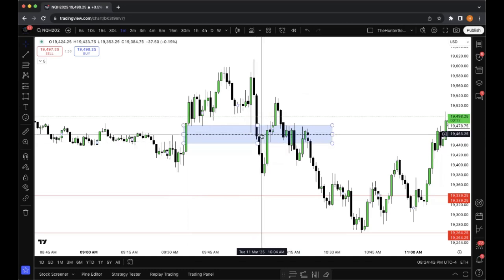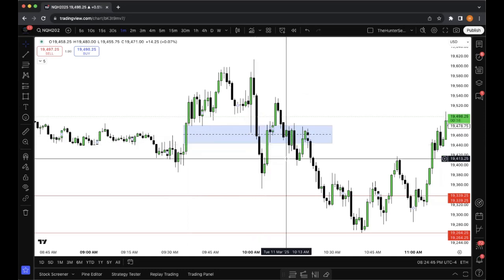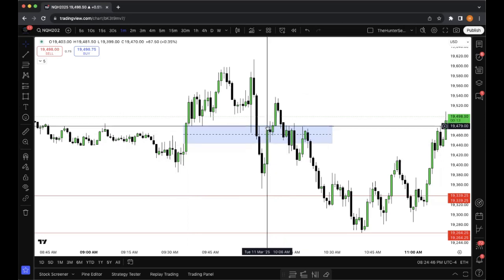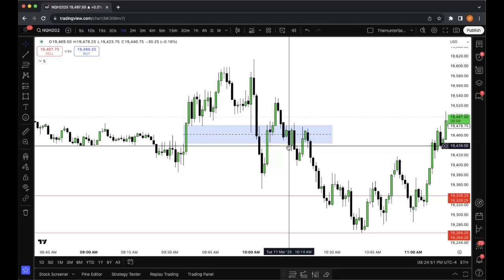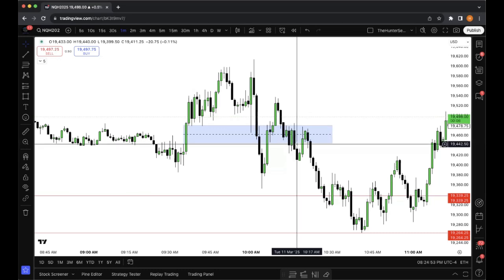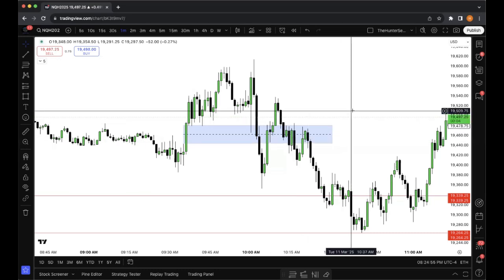Right away, I'm watching now. I'm saying, do we have any return into this lower half? If we jump up and close over the top, I simply wait. It has to come back down now and close back below it. And I'll start watching order flow.